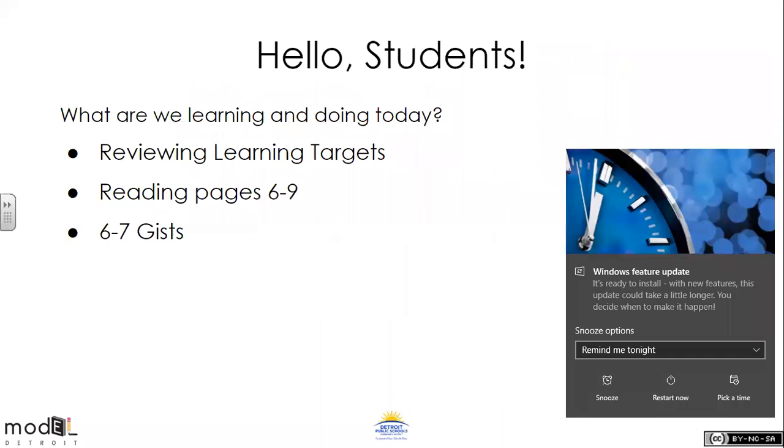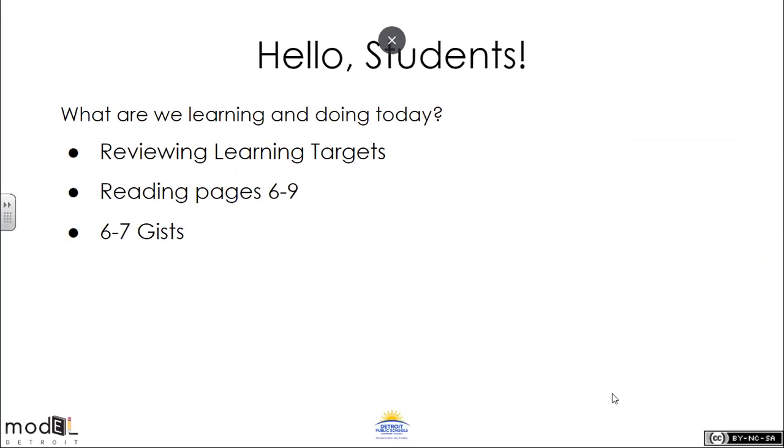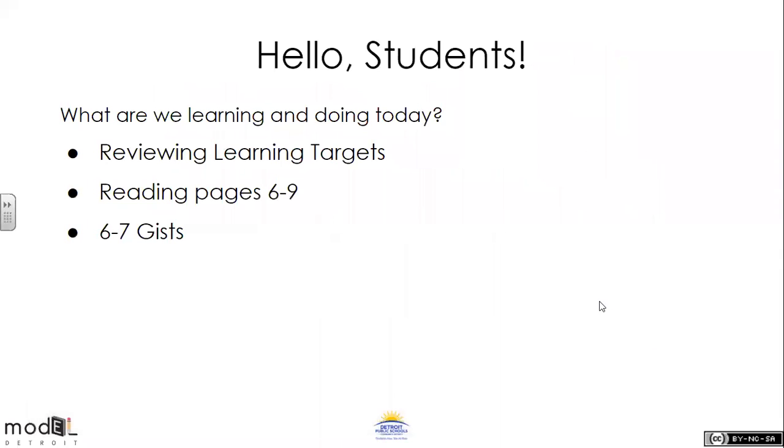So what are we learning and doing today? You're going to first review your learning targets, and then we will read pages 6 to 9, and then we'll do pages 6 through 7, the gists, and then we'll pick back up tomorrow doing gists on pages 8 and 9 and finishing the rest of the lesson.